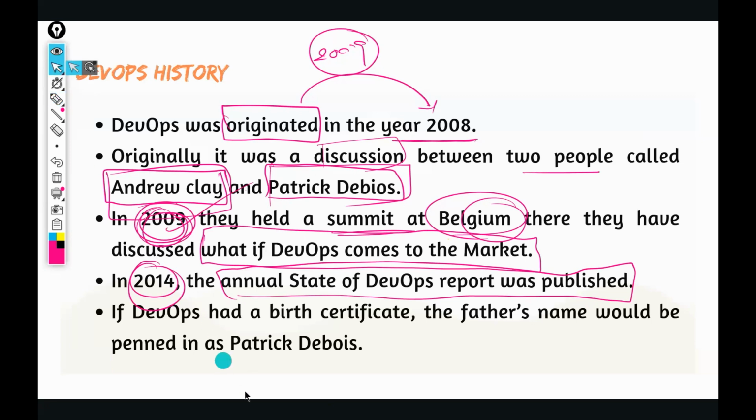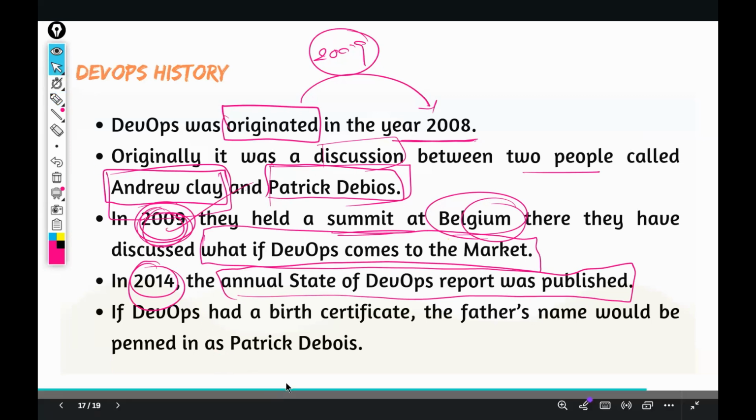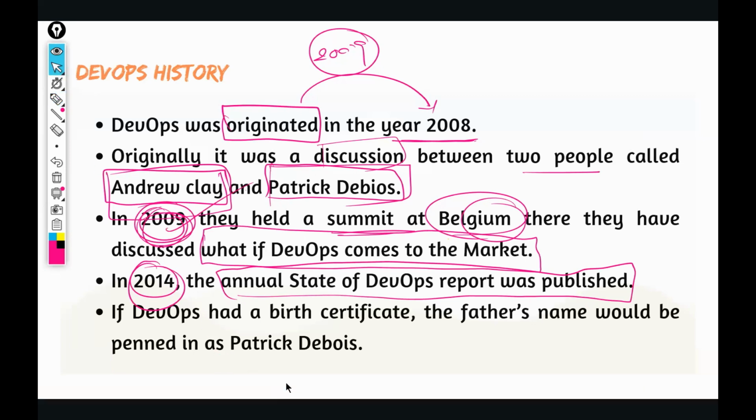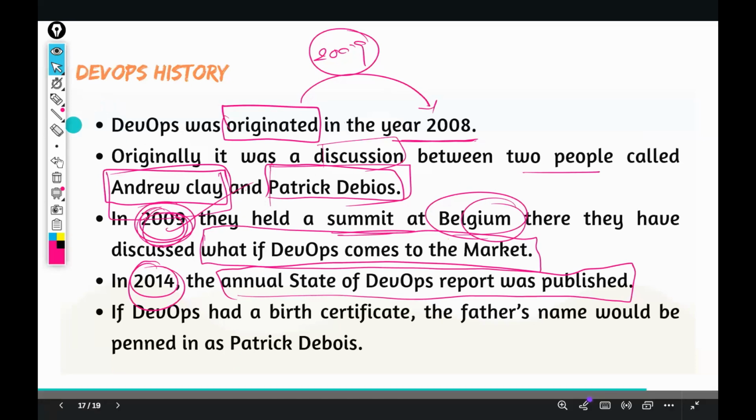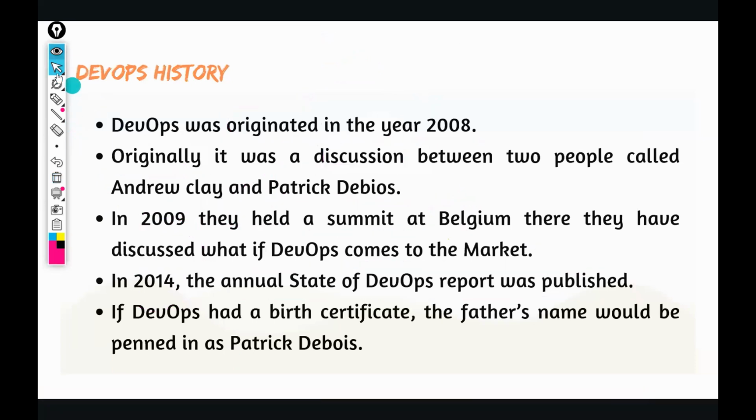If DevOps had a birth certificate, then the father would be Patrick Debois. Okay? If DevOps had a birth certificate, then the father would be Patrick Debois. So ultimately, the inventor of DevOps, who is he? Patrick Debois. This guy is the inventor of DevOps.